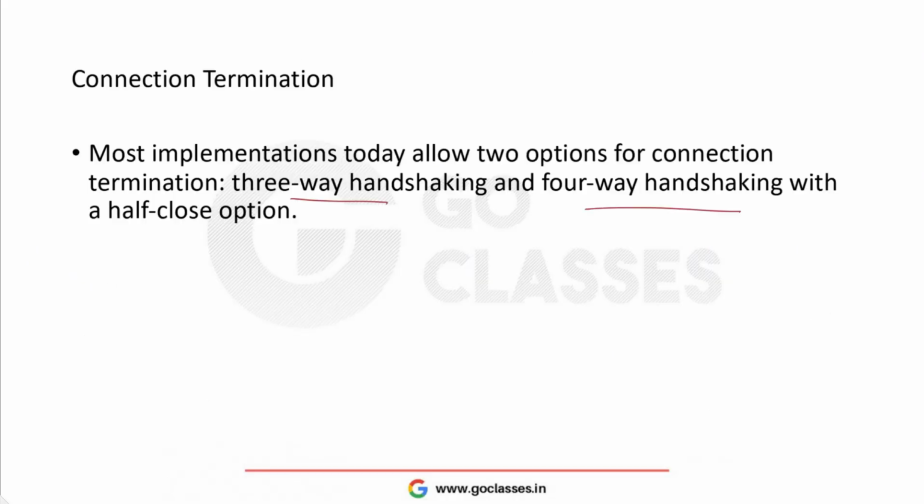Okay, now let's move to the connection termination phase. Connection termination is offered in two ways. One is three-way handshaking, another is four-way handshaking. Actually, both are almost the same. Just one packet in the three-way handshaking got divided into two packets. So let me talk about both of these methods. Let's first talk about the three-way handshaking.